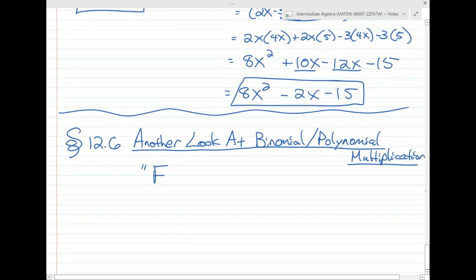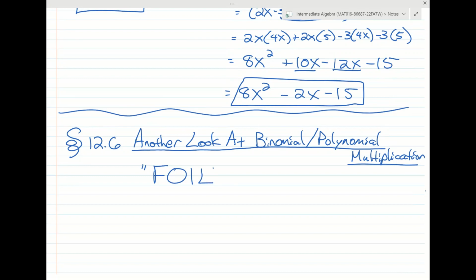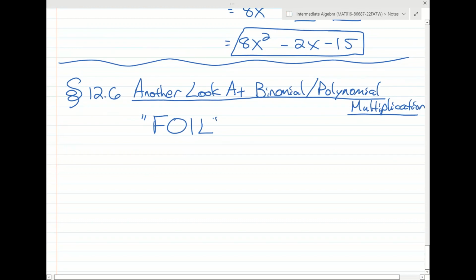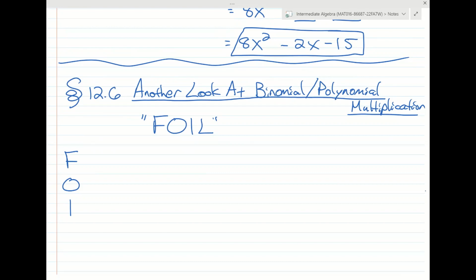Has anyone ever heard of the acronym FOIL before? This is just another way to think about binomial multiplication. FOIL is an acronym. First, we multiply the first terms together, then the outer terms together, the inner, and then the last terms. I'll show you with 5 examples. The directions are just going to be to use FOIL to multiply.